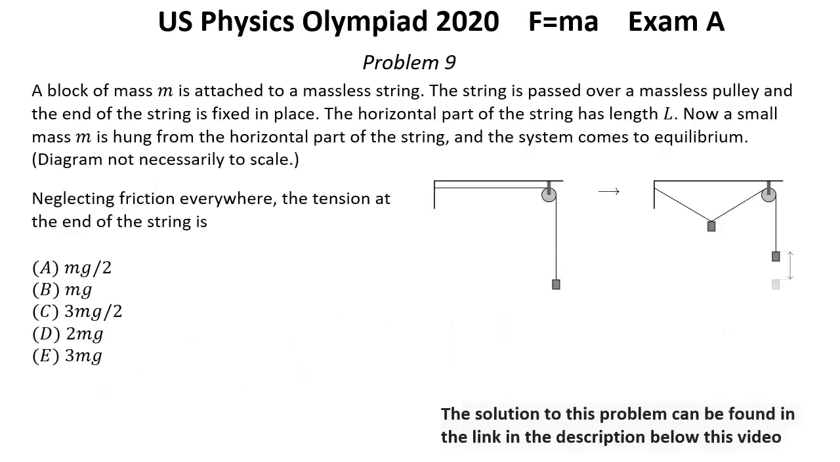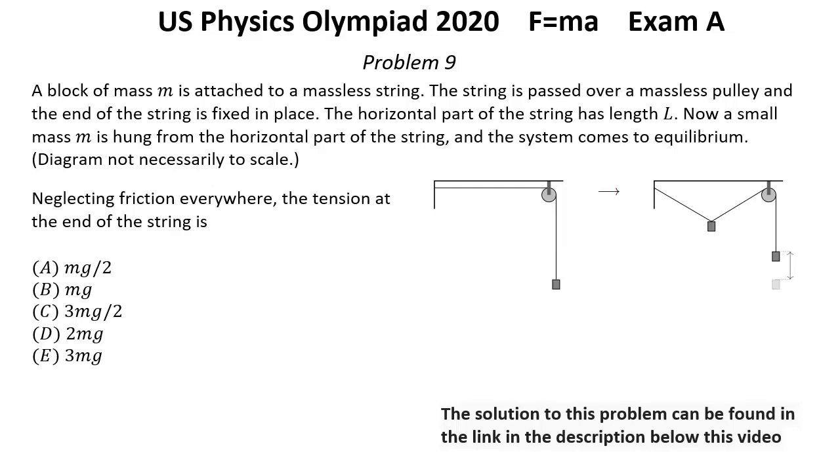Problem number 9. A block of mass m is attached to a massless string. The string is passed over a massless pulley, and the end of the string is fixed in place. The horizontal part of the string has a length L. Now a small mass m is hung from the horizontal part of the string, and the system comes to equilibrium. Diagram not necessarily to scale. Neglecting friction everywhere, the tension at the end of the string is which one?